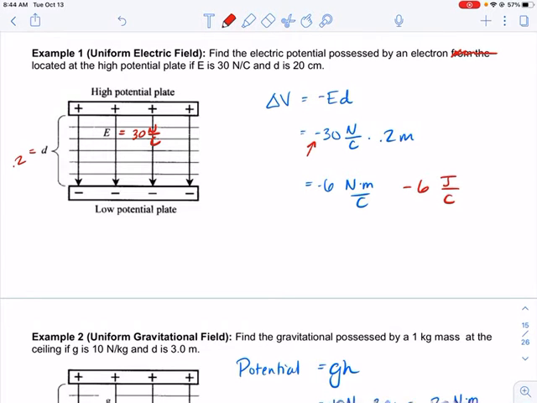Again, please remember that the positively charged plate is always the higher potential, and the negatively charged plate is always the low potential. So if the charged particle travels from the top to the bottom, it's losing potential, or there's going to be a negative change in potential.